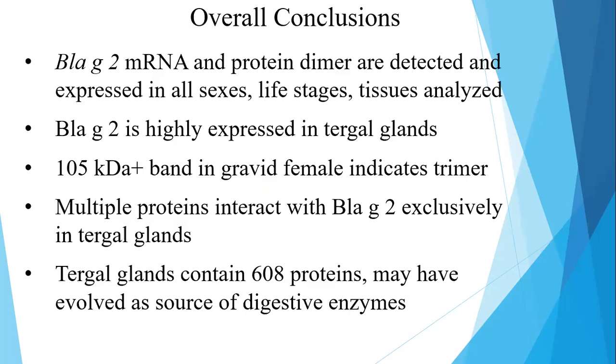And so my overall conclusions are that Blot2 mRNA and protein dimer are detected and expressed in all life stages and sexes and tissues analyzed. Blot2 is highly expressed in Tergal glands. The 105 kDa plus band in the Gravid female may indicate a trimer, and multiple proteins interact with Blot2 exclusively in the Tergal glands. So there may be specific reactions going on that are unique to the Tergal glands. Also, the Tergal glands contain 608 proteins, and they may have evolved as a source of digestive enzymes to help break down toxic food or a diverse set of foods in the environment.